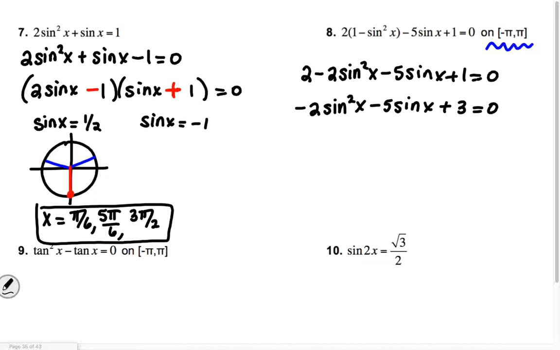Does it bother you that the negative is out front? So we can divide everything by negative 1. So I get 2 sine squared x plus 5 sine of x minus 3 equals 0. This is a tricky one to factor. So go ahead and think about the factoring on it.